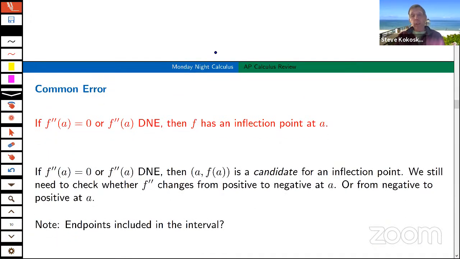What about the endpoints here? Don't worry about them. As long as you have not included an endpoint where the function is undefined, I think you're okay here. Lots of problems on the free response portion of the exam here. We're often given a graph in this type of a problem. Remember, another way to think about concavity is whether f prime is increasing or decreasing. So make sure you can connect all of these things about concavity and inflection points with f prime.